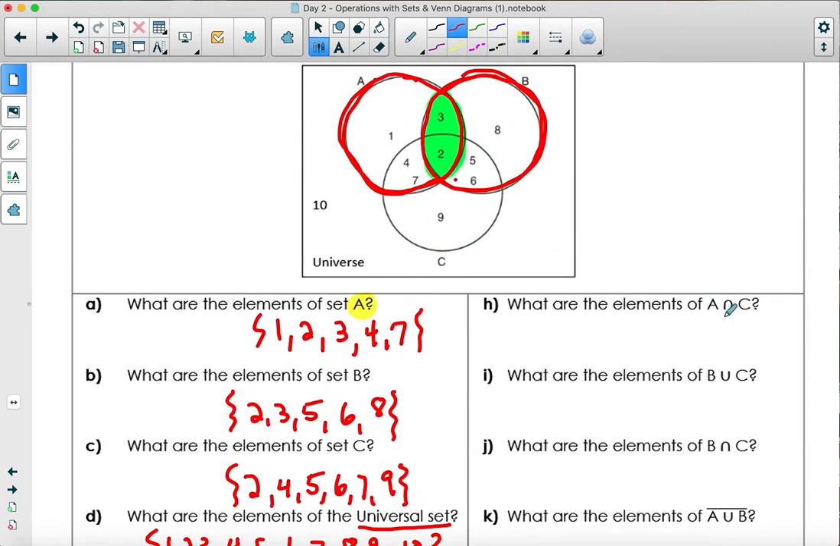Those two together. A intersection C. So hopefully if you look at A and you look at C, the intersection is this little spot in here. So the 4, the 7, and the 2.